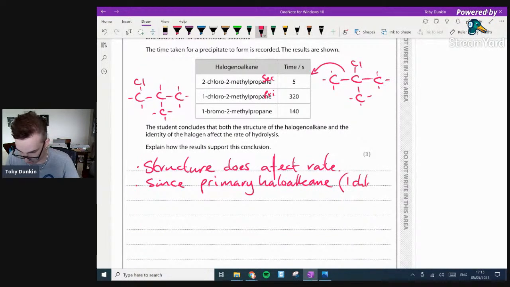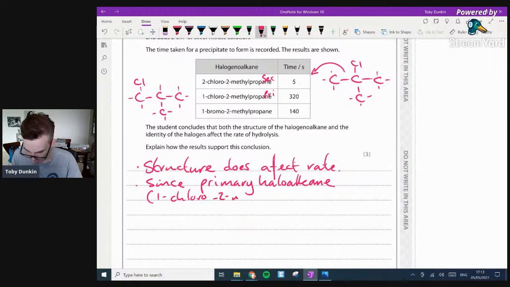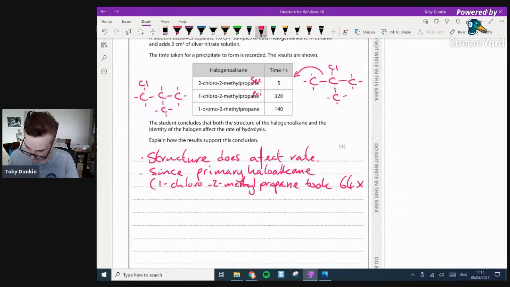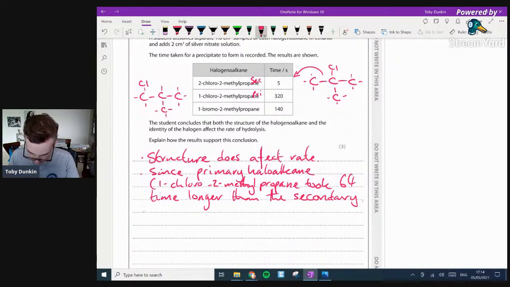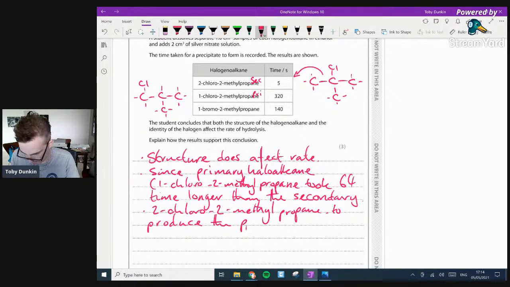brackets 1-chloro. I'm going to move that down to the line. Primary halo alkane, 1-chloro-2-methylpropane, took 64 times longer than the secondary 2-chloro-2-methylpropane to produce the precipitate, the PPT, full stop.